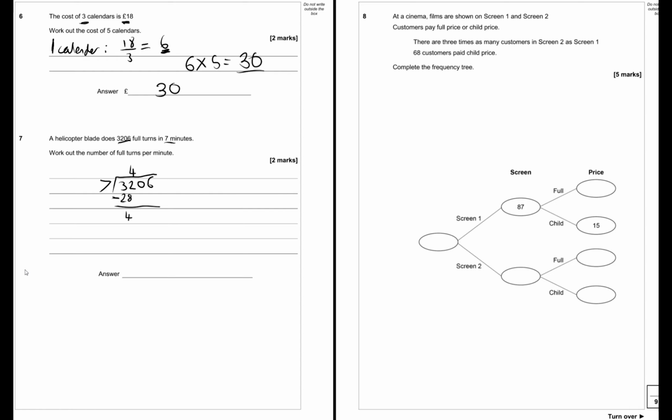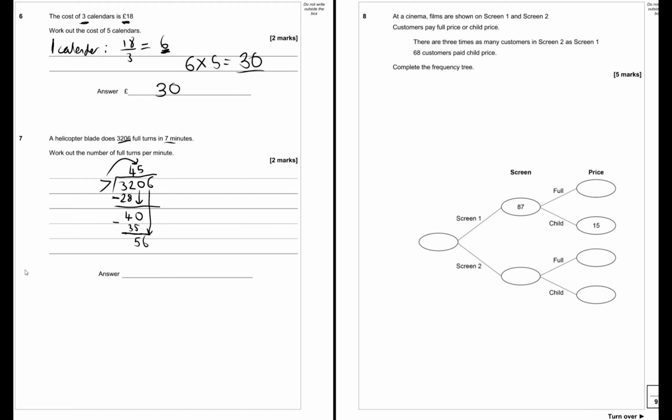Okay, next step. We need to carry this 0 down to the next line. Okay, so now we're going to do 7 into 40. So 7 goes into 40 5 times, doesn't it? And then we can put a 35 on the bottom, because 7 times 5 is going to give you 35. Okay? So now we're going to do 40 minus 35, which is going to give us 5. And then we're going to carry this 6 all the way to the bottom.